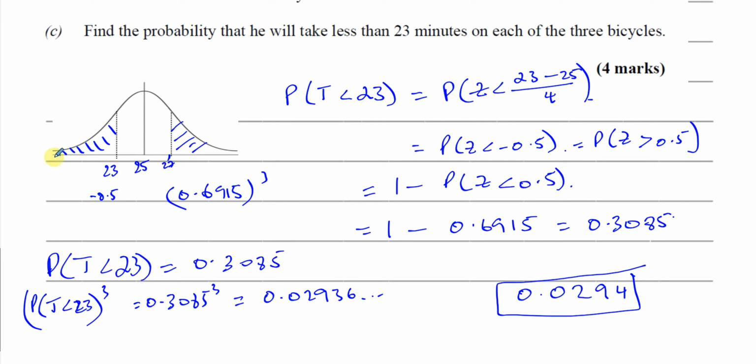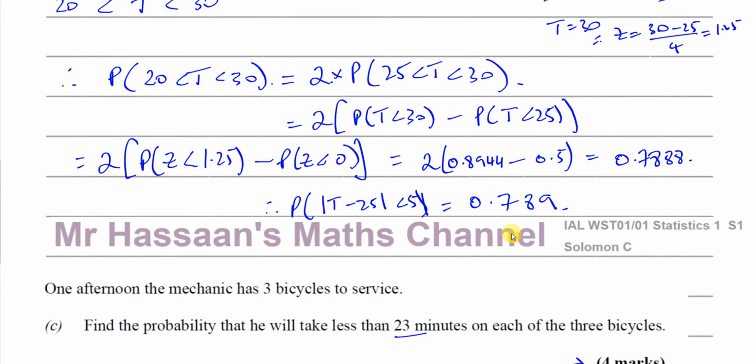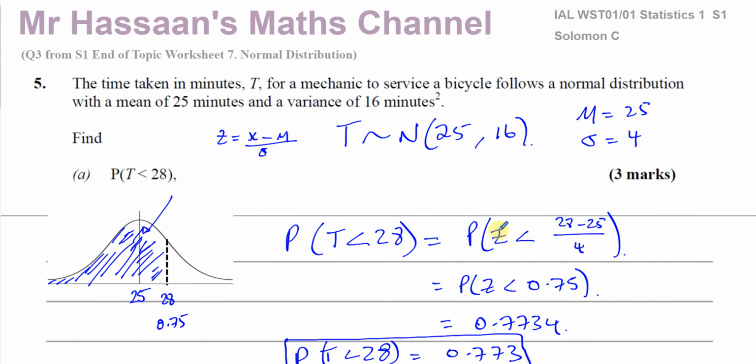If we want to find the probability that it takes less than 23 minutes, that is going to be less than half the area, because it's this small part here. So there's no way you're going to take 0.6915 and cube it to find the time taken less than 23 minutes 3 times in a row. That's definitely wrong. They forgot to take this away from 1, and that's why the answer is not the same. This is the correct answer. And that's the answer to part C, and that question answered from question number 5 of the Solomon C paper.